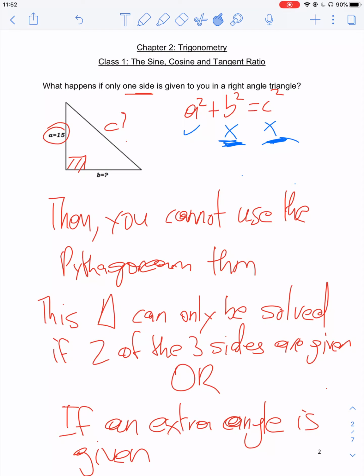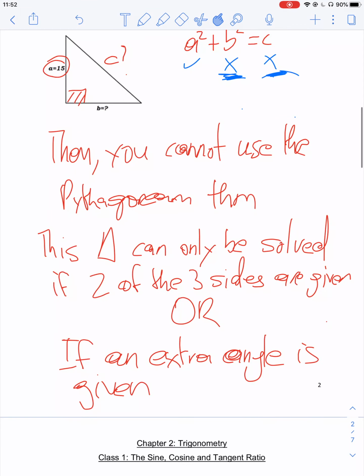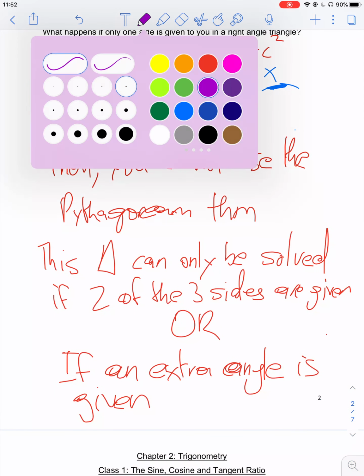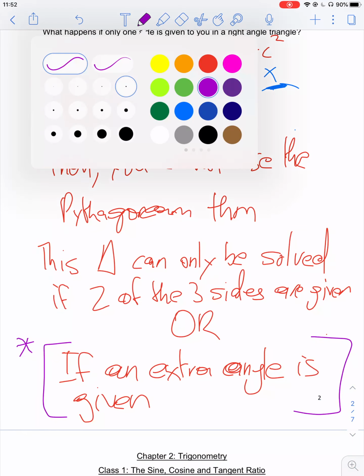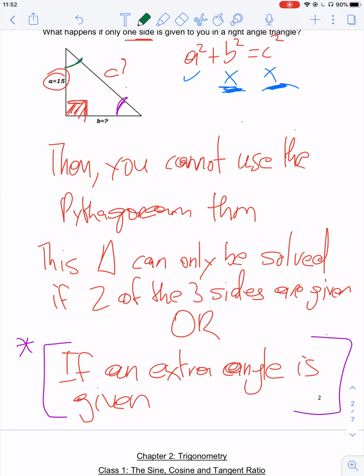This triangle can only be solved if two of the three sides are given to you. But what we're going to focus on in this unit is that you actually don't need two sides. You can get away with only one side as long as an extra angle is given to you. What do I mean by extra angle? Remember, this only works in a right angle triangle, so we should know that one of the angles is 90 degrees. But on top of that, we need an extra angle, either this one or that one. It doesn't matter which one.